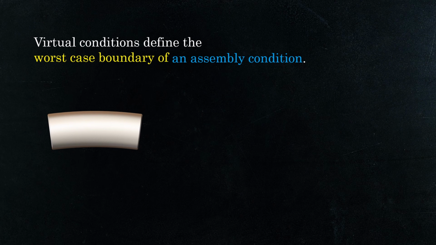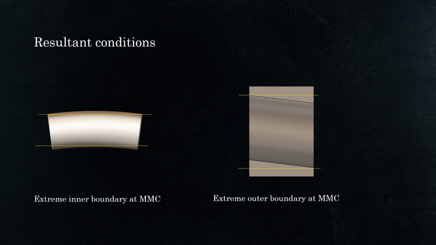Meaning the virtual condition at MMC of an external feature of size is the extreme outer boundary at MMC. And the virtual condition at MMC of an internal feature of size is the smallest inner boundary at MMC. And the resultant condition is just the opposite of the virtual condition. We do the calculation of resultant condition boundaries to make sure of the wall thickness in the worst case scenario.